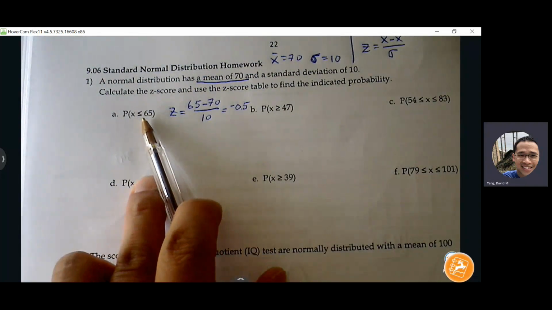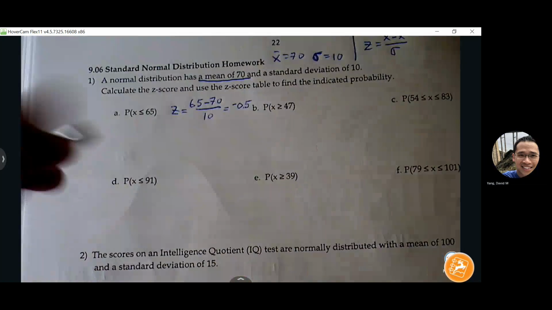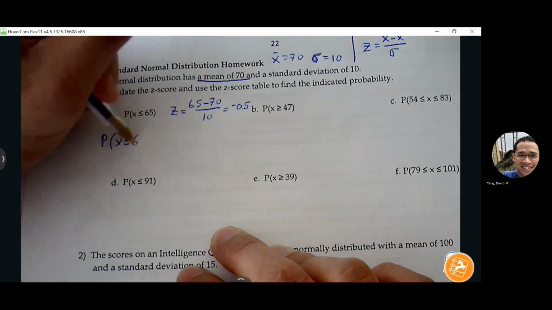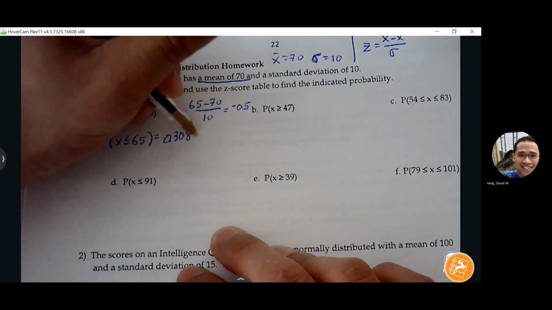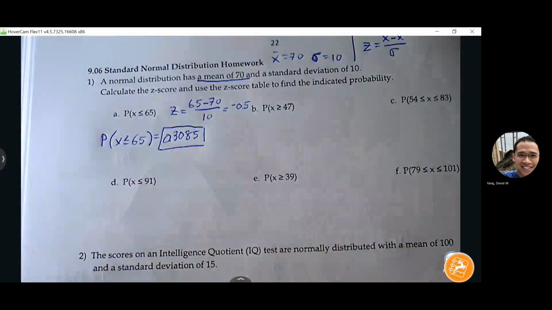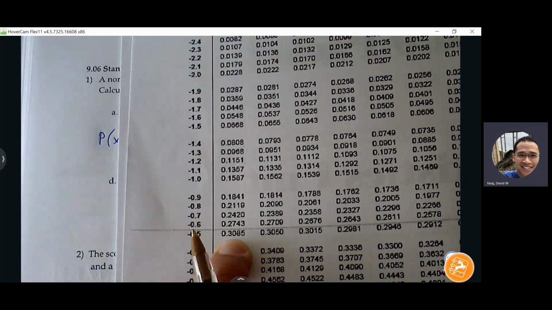Part A, you see less than or equal to, so you know this will be easier. Whatever you get from the z-score table is going to be your answer. Negative 0.5, 0.3085.